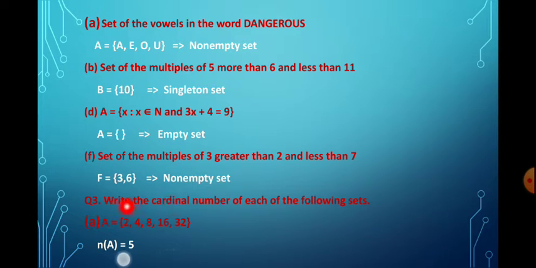So set A is equal to 2, 4, 8, 16, 32. So just count the number of elements: 1, 2, 3, 4, 5. So in total there are 5 elements. So we are going to write it as n(A) is equal to 5. So small letter n represents the cardinal number.